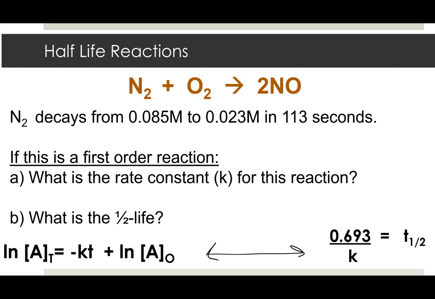Knowing that it's a first order reaction, we've got two equations that tell us a lot of this information. First I want to solve for the rate constant k, so I'm going to use the integrated rate law first and solve for k. Once I know what the rate constant is, then I can use this handy little equation over here. I plug in my value for k, and boom, it's going to spit out my half-life. So that's the path that we're going to take through this problem. Let's work it together.